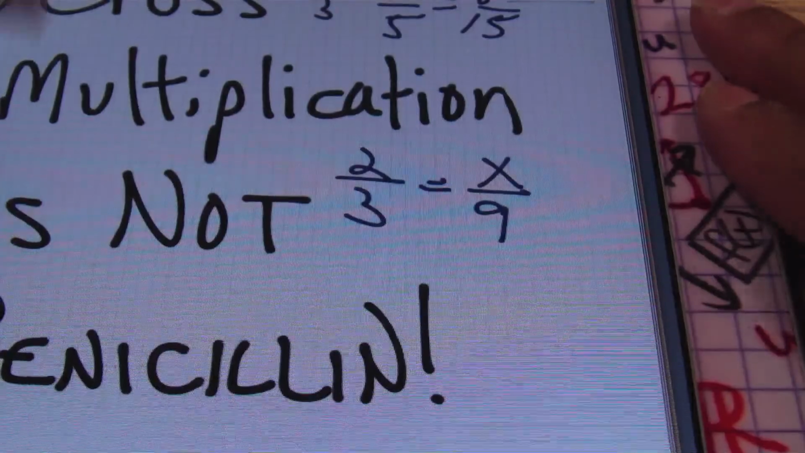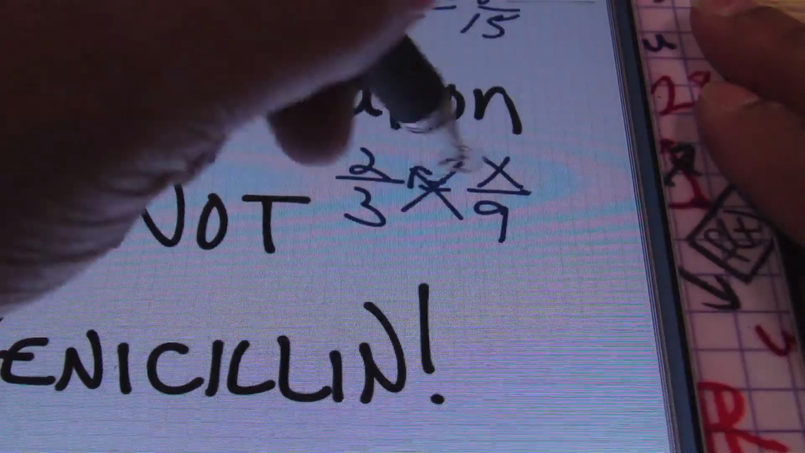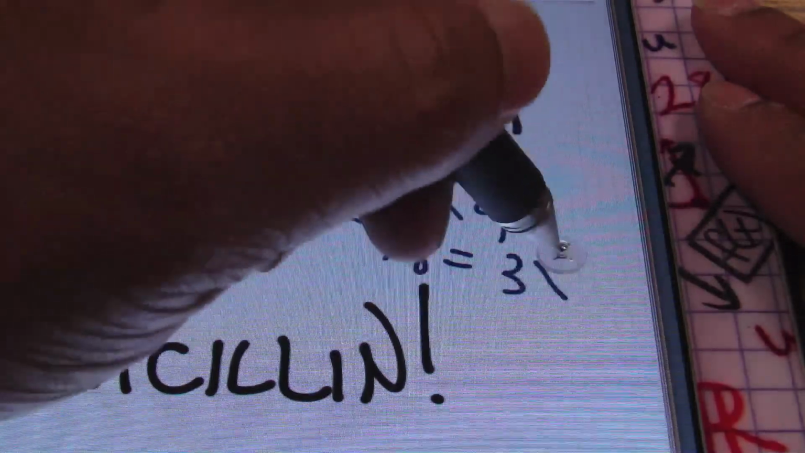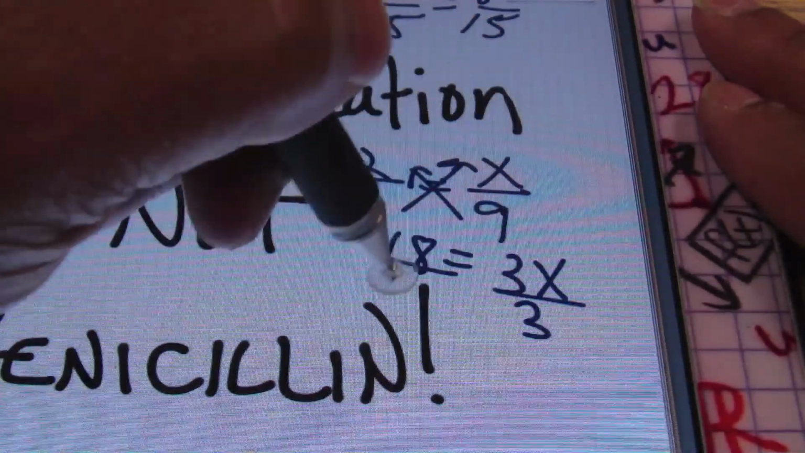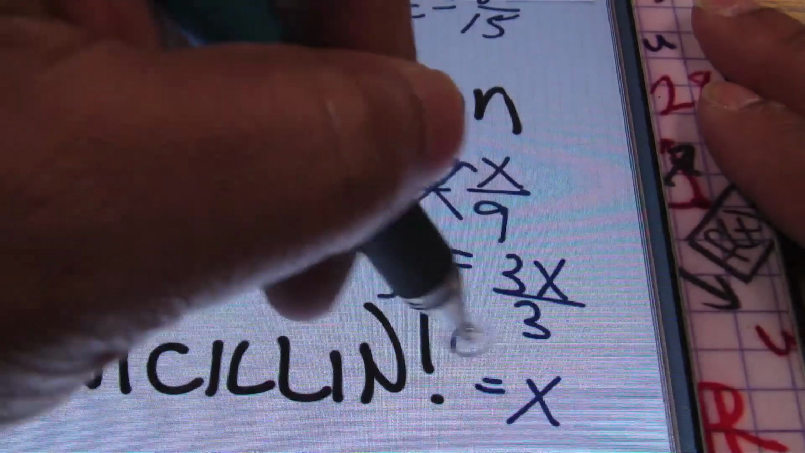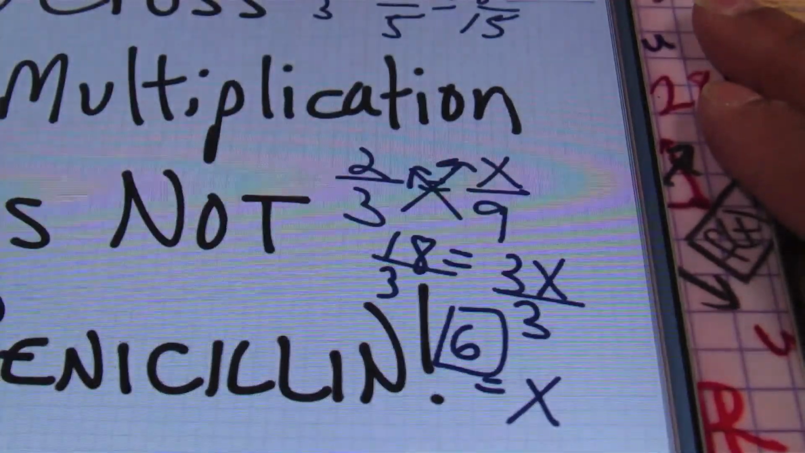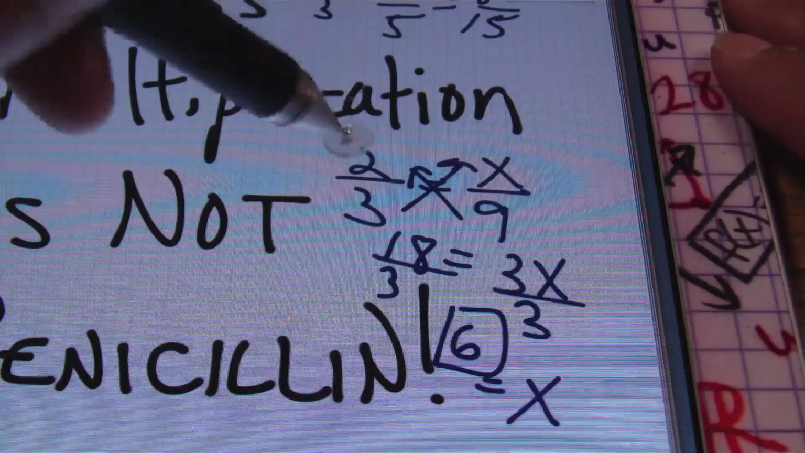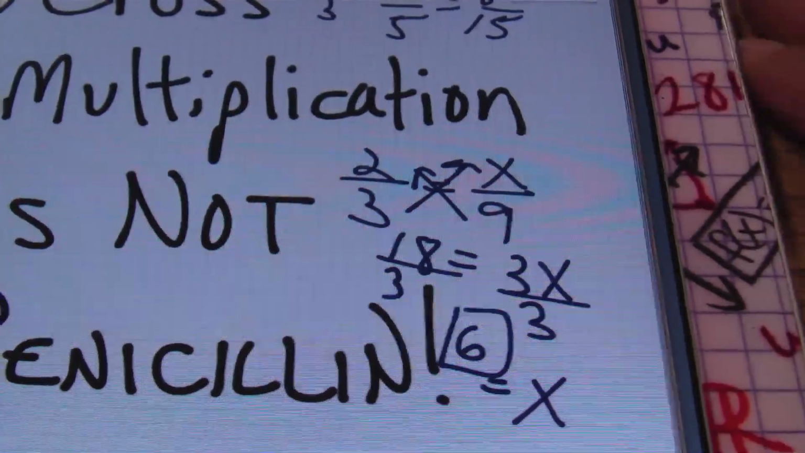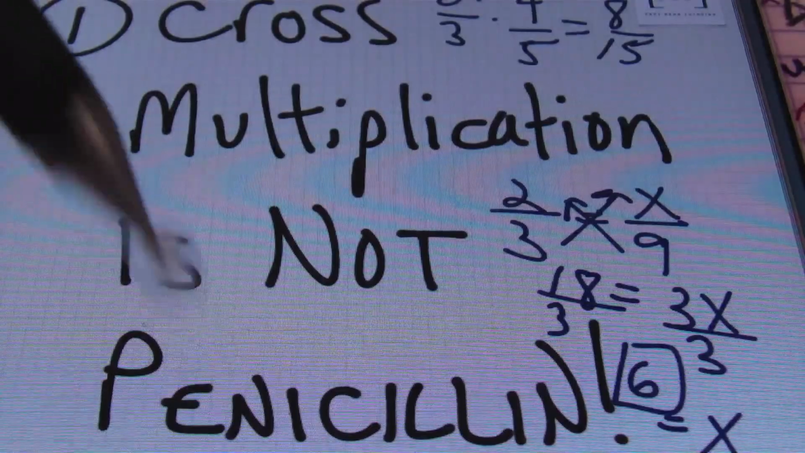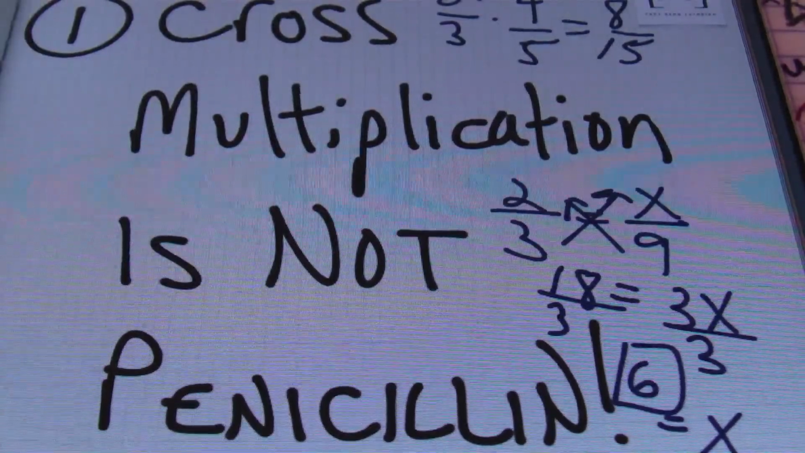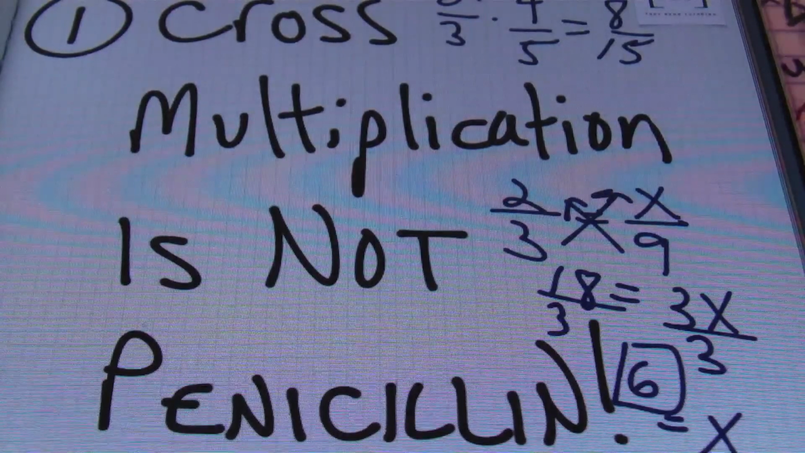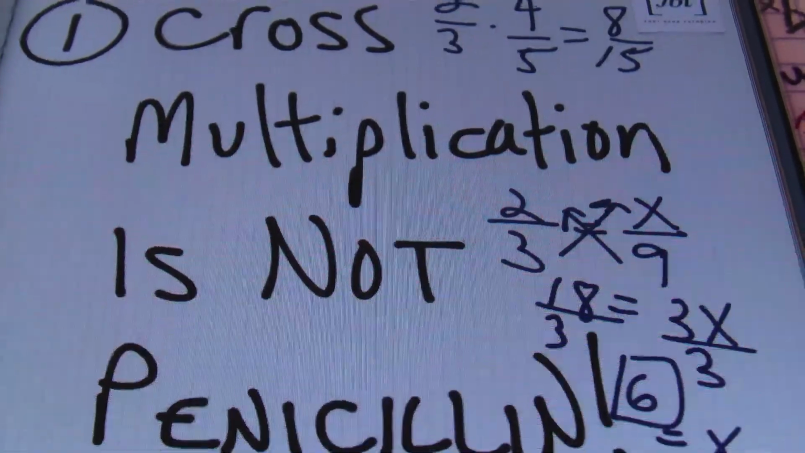So let's solve this problem. Cross multiplying, I would have 9 times 2 is 18, 3 times x is 3x, and then I would divide both sides by 3 to get x equals 6, which is the answer, okay? So that's the only time you need to cross multiply, when you have a fraction equal to a fraction. Keep that in mind, because some people are trying to use it like penicillin and cure all of their ills in math with cross multiplication. So don't do that. Only use cross multiplication when you have a fraction equal to a fraction.